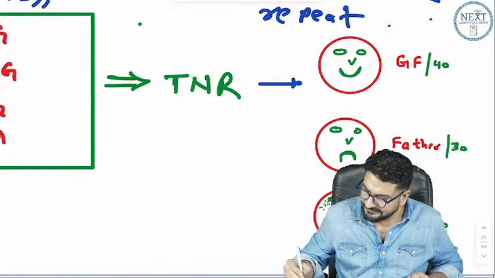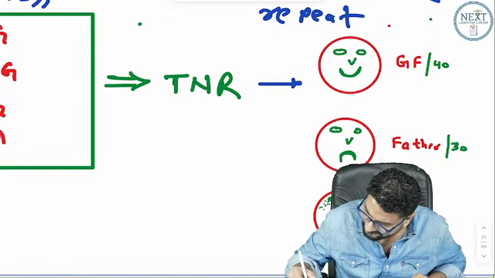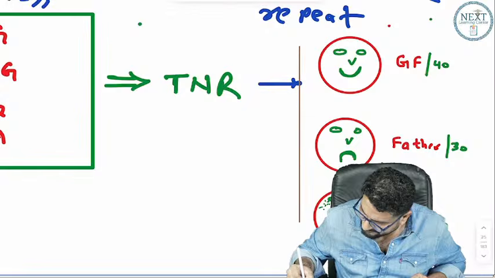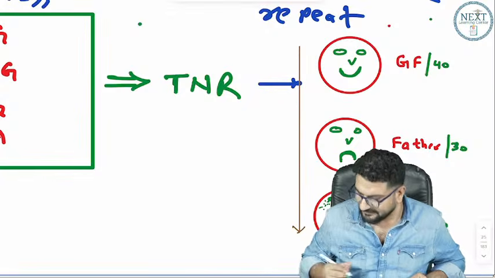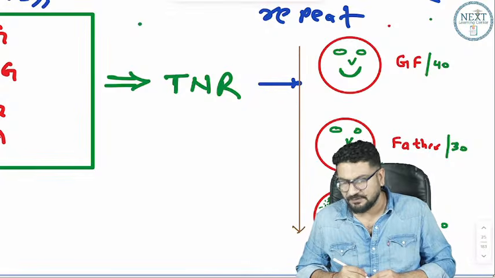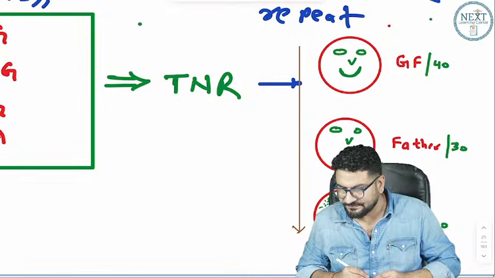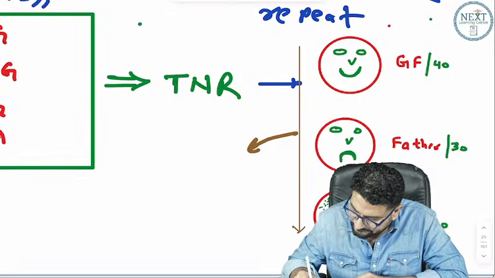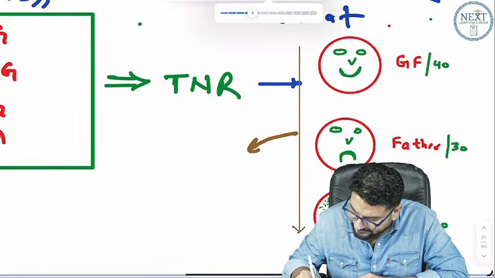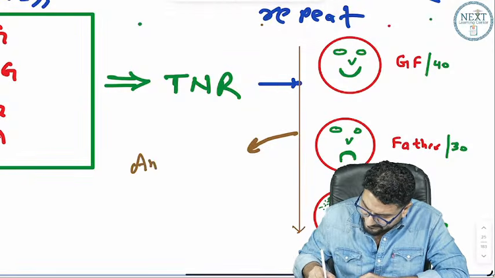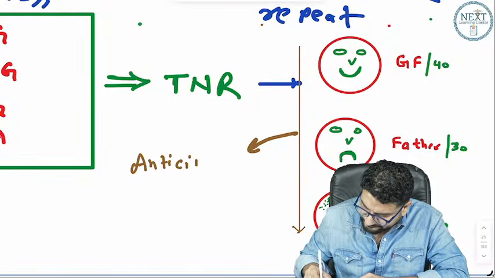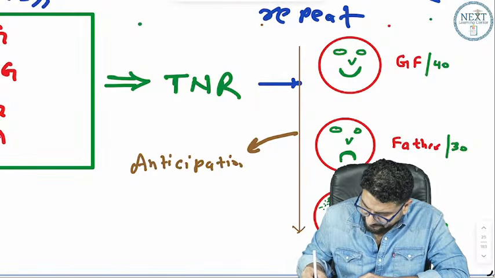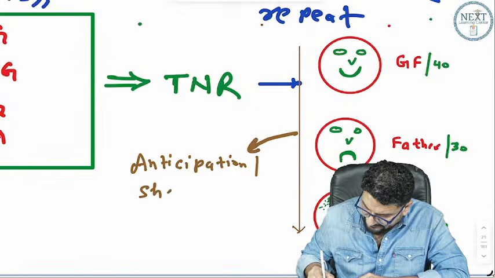Now look at this, you can see as generation progresses, disease occurs early and with more symptoms. So as generations advance, symptoms occur earlier and are more severe. This is what we call anticipation. This condition is called anticipation, or Sherman's paradox.